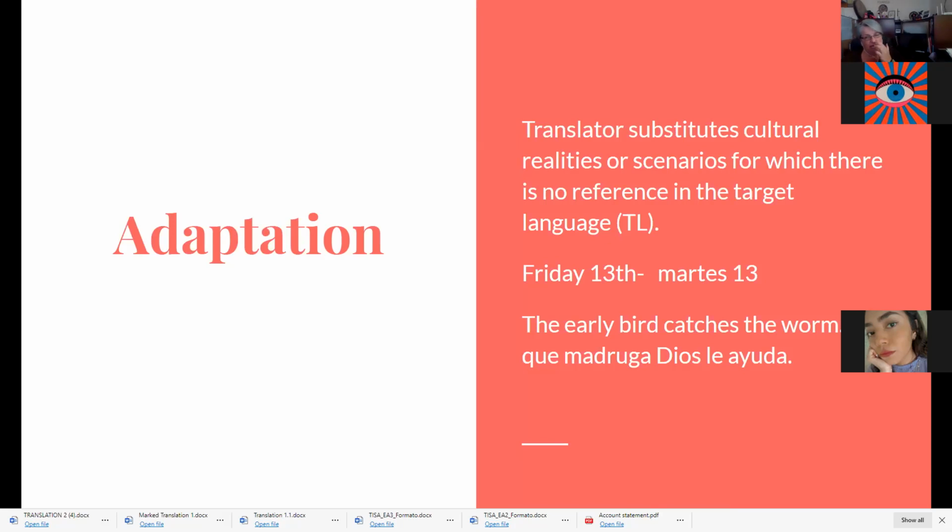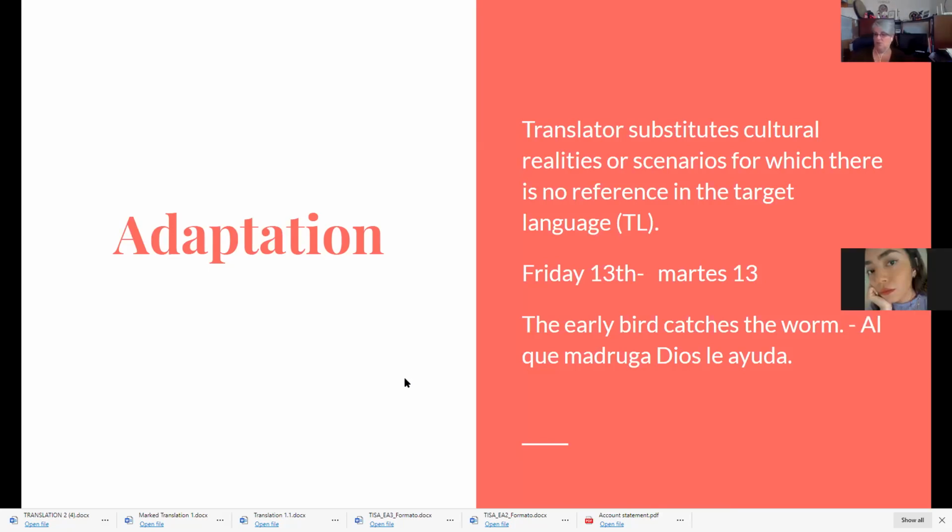For example, if we're talking about Friday the 13th in the source culture, it's martes 13 in our target culture. Even though the movies have not been changed to martes 13, and for this reason now, people understand in other cultures what is meant by Friday the 13th. But still culturally, it's not Friday, but rather Tuesday. The early bird catches the worm, el que madruga, Dios le ayuda. We have, for example, in English, if we would call someone a pack horse because they're always carrying their backpack and bags and things. In Mexico, we might call them pipila because of Pipila with the stone on his back trying to avoid being shot.